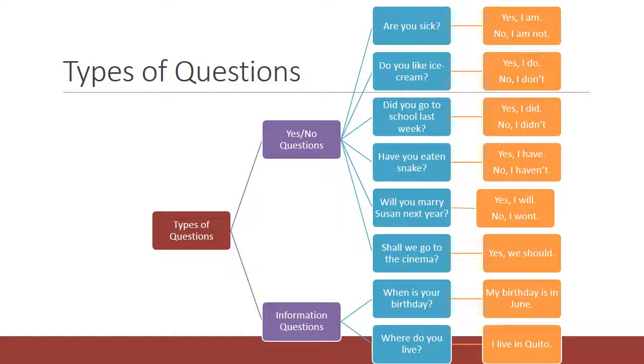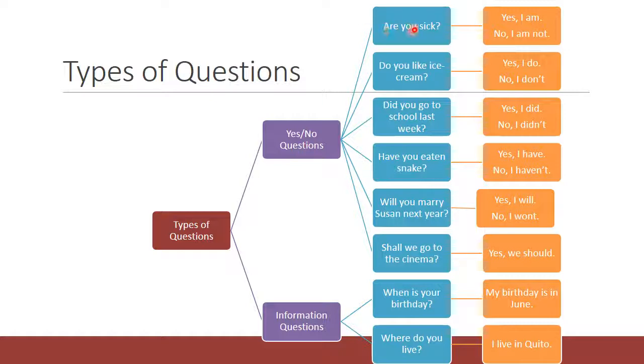Okay, the first thing that you need to remember is that we have two types of questions in English: yes/no questions and information questions. As the name says, when you have a yes/no question, you need to answer with yes or no. Let's check some examples using different tenses.